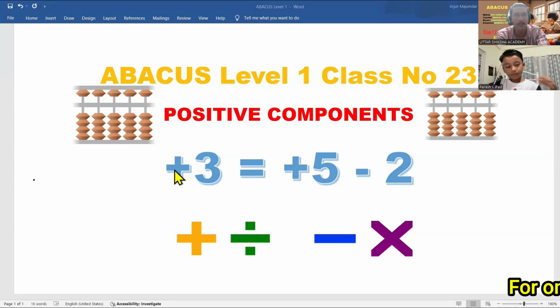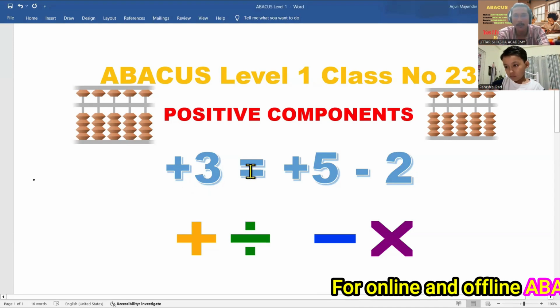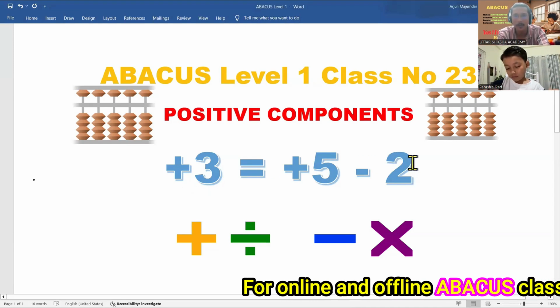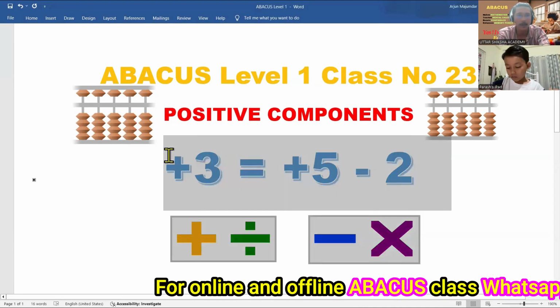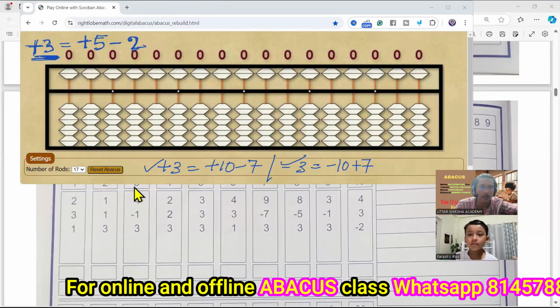So this is the next lesson. Plus 3, plus 3 is equal to plus 5 and minus 2. You can write it in your copy. And I think you have already written the question. So I will show you these two questions.